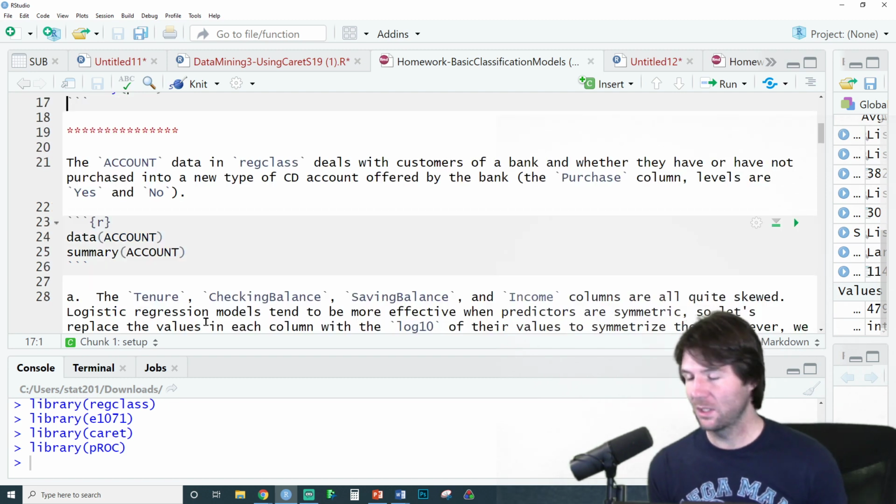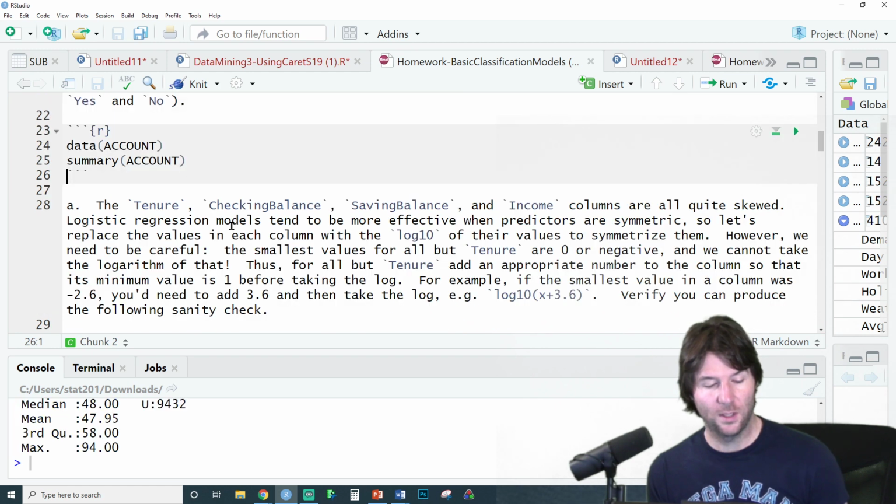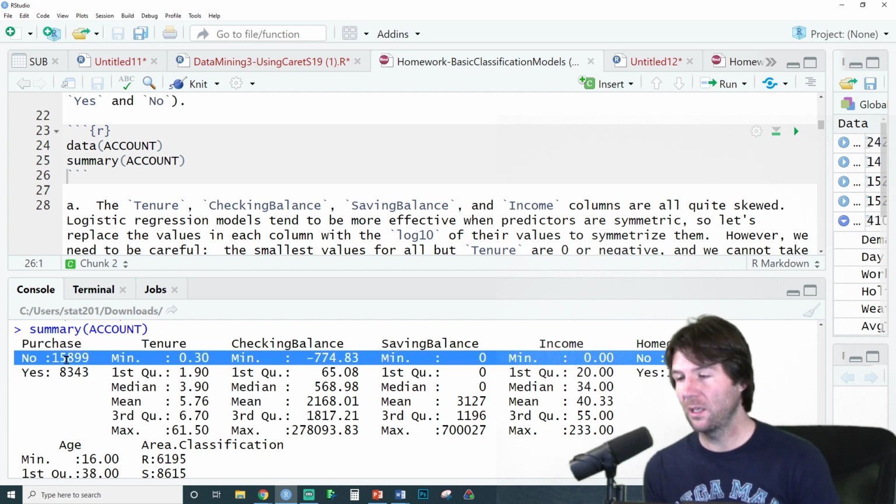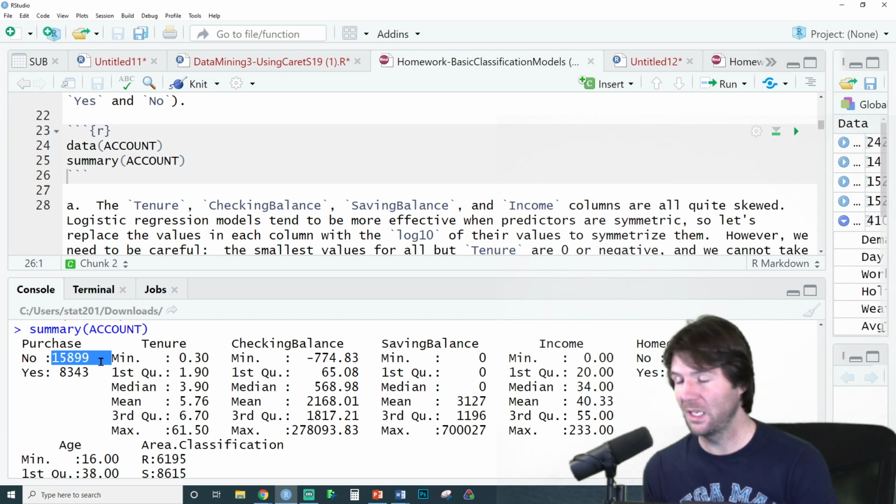This computer I don't do a ton of our work on, so I never know if it has every package I need. And now we go to data and we go to summary of it. This works for figuring out. We go to purchase, and the answer is purchase no. It's purchase no because that's the majority level, and that's what the naive does. The naive will do the majority level.